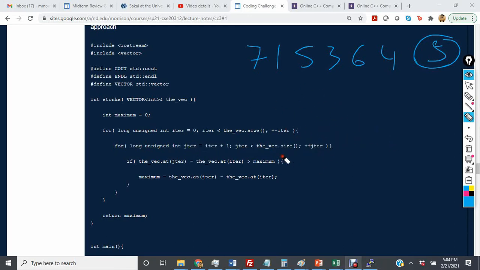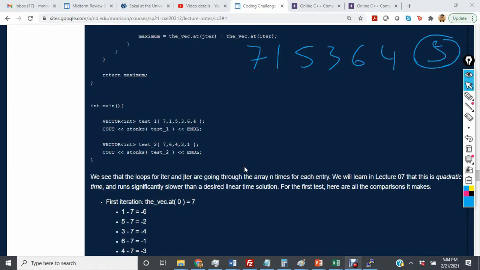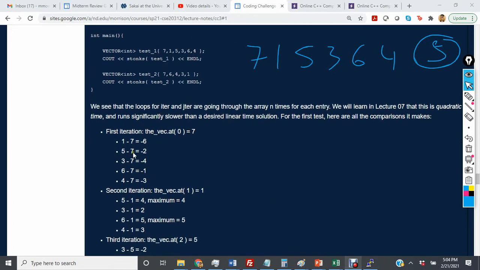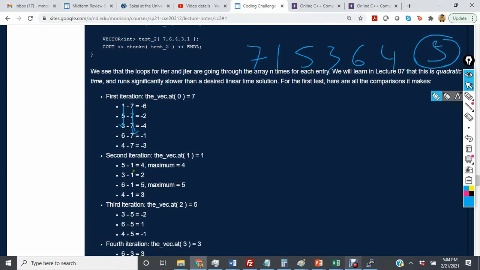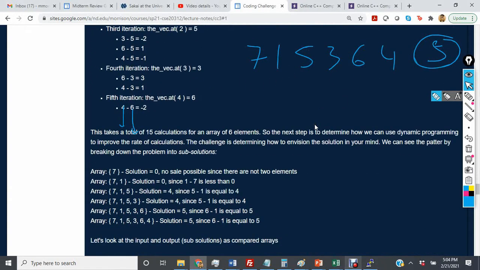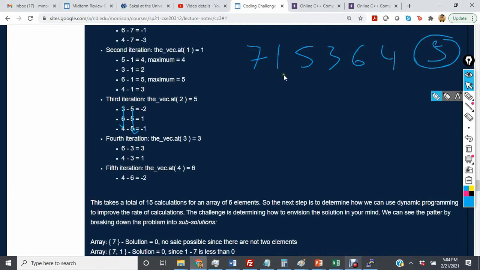What I showed next, after the code, is all of the iterations, so you can see what I did in all these instances. What happens is I had iter and jitter. Here's iter, and there's jitter, so it becomes 1, 5, 3, 6, and 4. Then I did the same thing in the second iteration, except 1 is the new iter, so you compare these here. 1 is the new iter, and jitter goes 5, 6, 3, and 4, and so on.